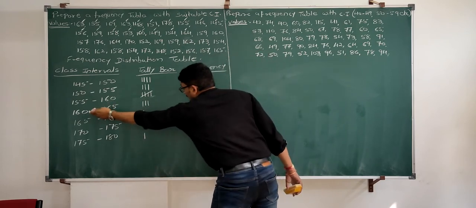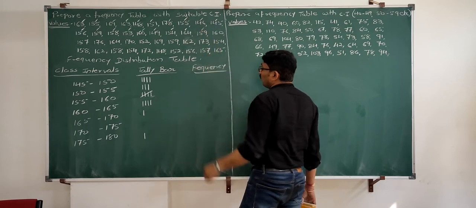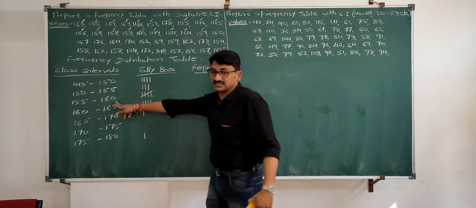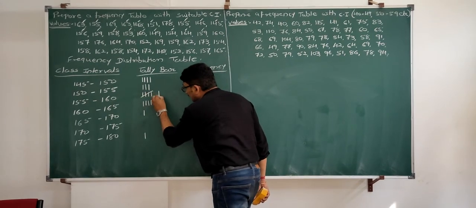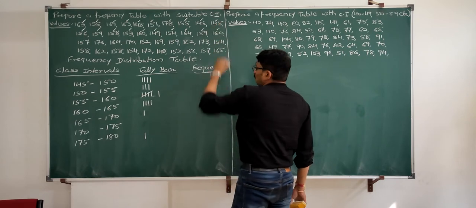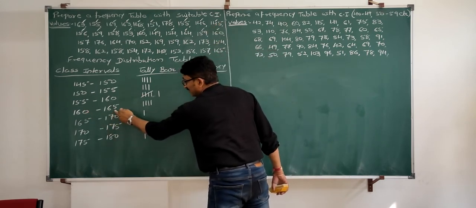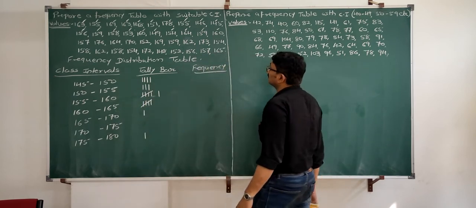164. 164 comes under 160 to 165. 159. 159 comes under 155 to 160. But already 5 lines are over. So keep some space, again start. 160. 160 we have to take under 160 to 165. That is a fresh class. And it is the 5th line, so put a cross line.